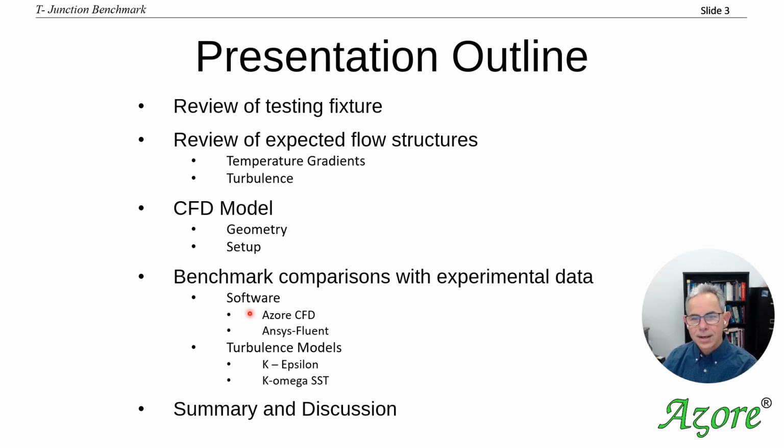We're going to use a variety of different tools. We're going to look at two different software packages, Azore CFD and ANSYS Fluent, and two different turbulence models, the K epsilon turbulence model and the K omega SST turbulence model. These are two equation turbulence models that are very commonly used. We're going to exercise these CFD tools and compare the results to experimental data and see what kind of predictions we can get. Then when we're done, we'll have a quick summary and discussion about what we saw.